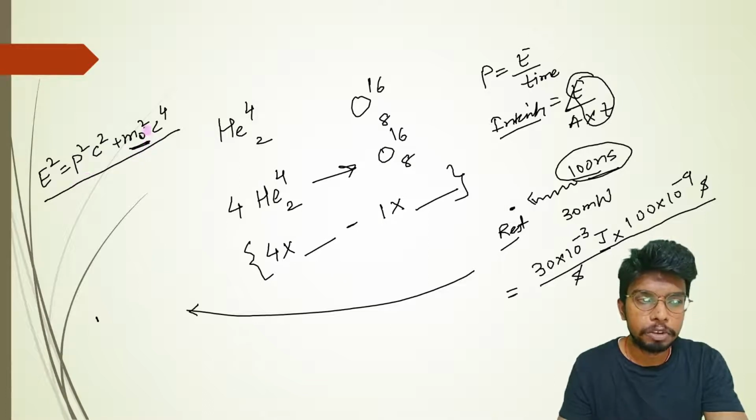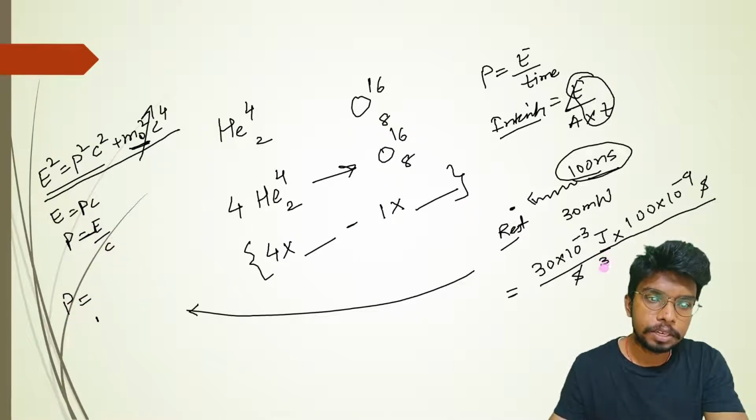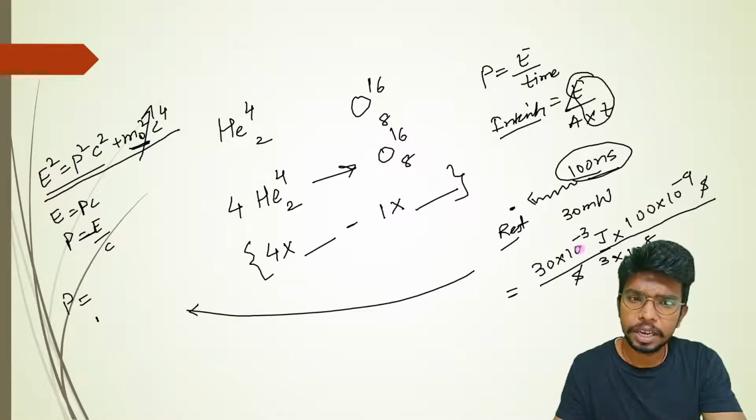P is the momentum. So for photons or a light pulse, rest mass becomes 0. So this term vanishes. We have only E equal to PC. So if E is equal to PC, then P will come out to be E over C. This is the amount of energy which is given to the system. So what will be the momentum? This divided by 3 into 10 raised to the power 8. 3 will get cancelled out.